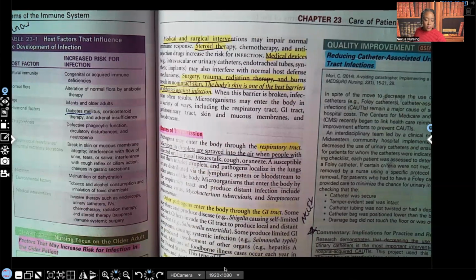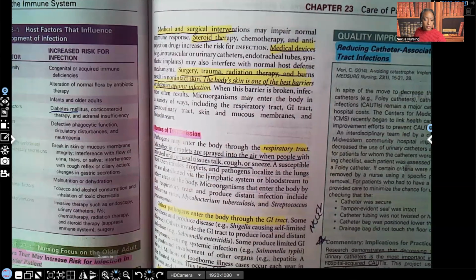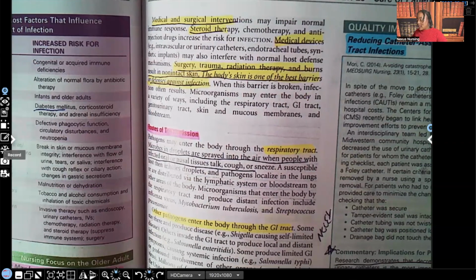Try to make this bigger for you. Okay, medical and surgical interventions. I already explained that. Absolutely, that's going to place a patient at risk for infection. Anytime there's an invasive procedure, anytime that something foreign is going into somebody's body, there's a chance of introducing pathogens and giving them an infection.